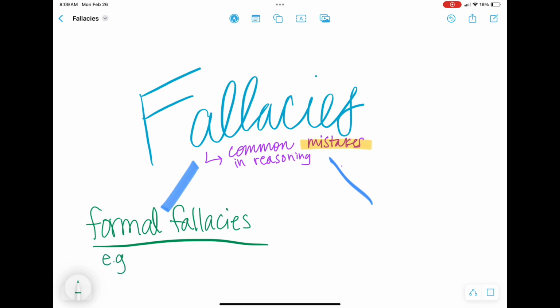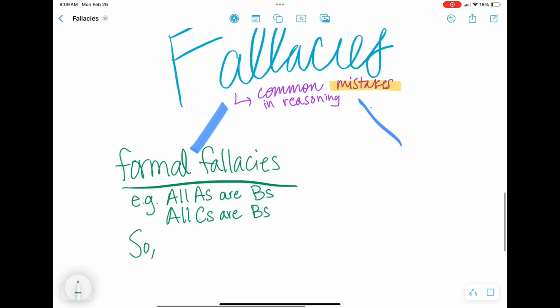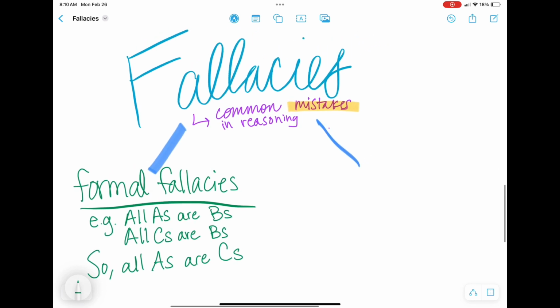So when we're looking at formal fallacies, we can determine that they commit a fallacy by looking at the structure alone. We don't even need to know what the premises and the conclusion are. If we just know the structure of the premises and the conclusion, then we would be able to determine that it commits a formal fallacy. So here's an example. The structure: all A's are B's, all C's are B's, so therefore all A's are C's. This is not a valid argument, and so we can say that it commits a formal fallacy. It commits a mistake, and we can discern that mistake by looking at the form alone.